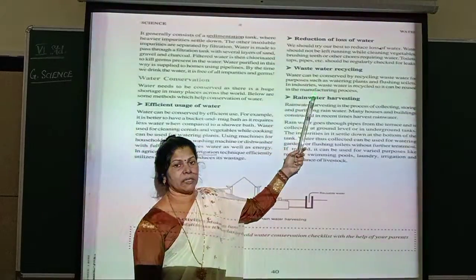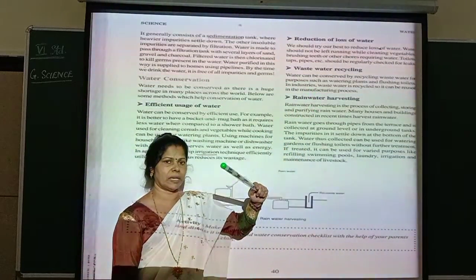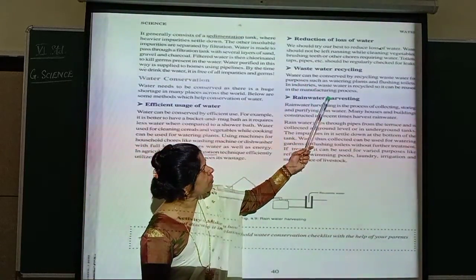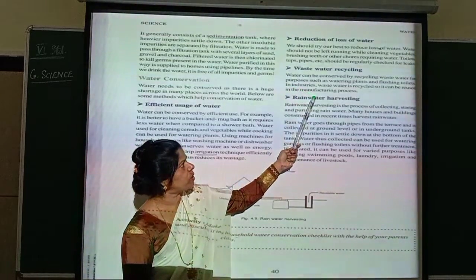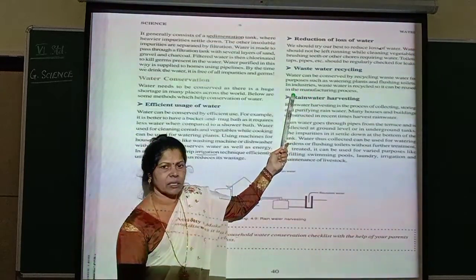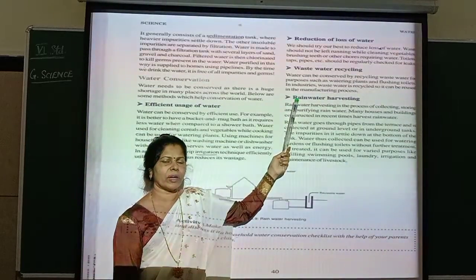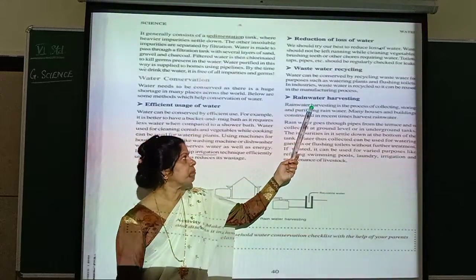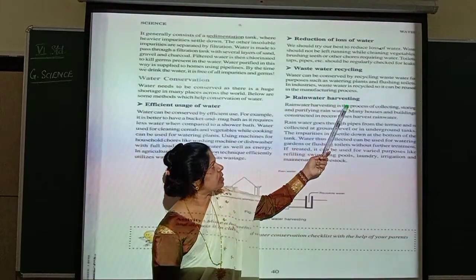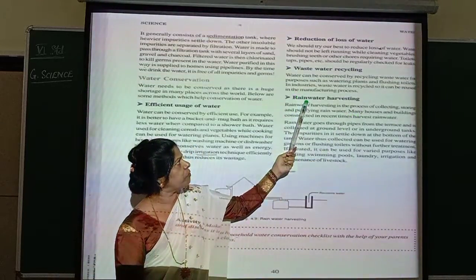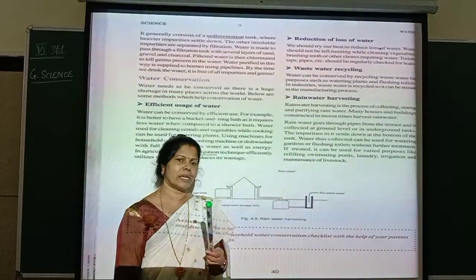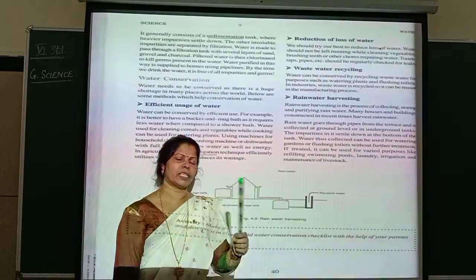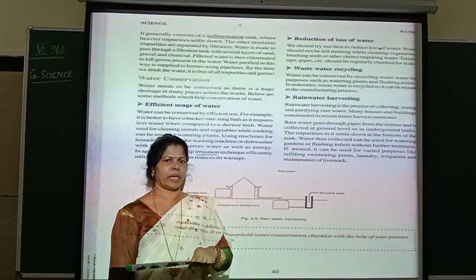Coming to wastewater, so recycling. Wastewater also can be recycled, which can be reused again. Water can be conserved by recycling wastewater for purposes such as watering plants and flushing toilets. For flushing toilets and watering plants, it is not required that we use only fresh water. The wastewater also can be used for that. In industries, wastewater is recycled so it can be reused in the manufacturing processes. So in industries there is a recycling unit wherein the wastewater is again purified and can be reused again. Okay.